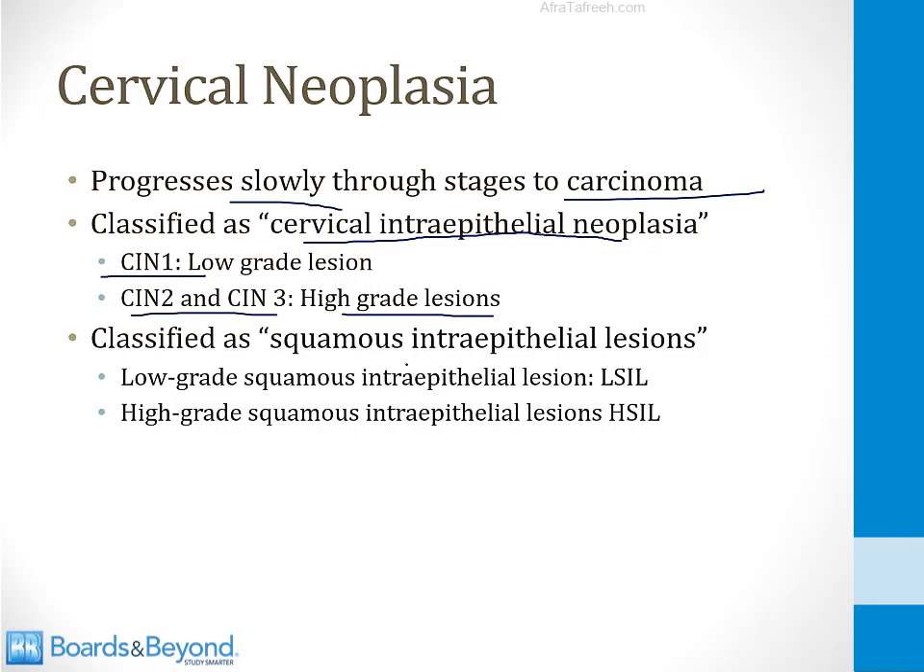The other system pathologists use is to classify lesions as squamous intraepithelial lesions, or SIL. By this system, lesions can be low-grade squamous intraepithelial lesions, or LSILs, or they can be high-grade squamous intraepithelial lesions, or HSILs. And obviously, the higher-grade lesions are getting closer to carcinoma.